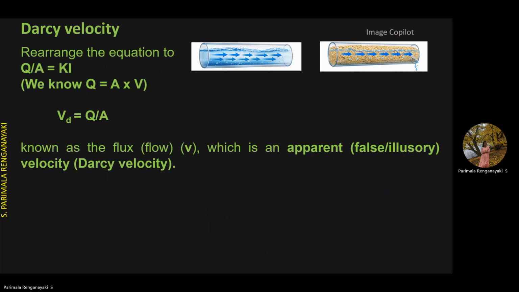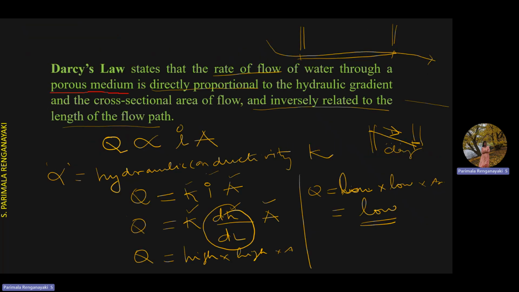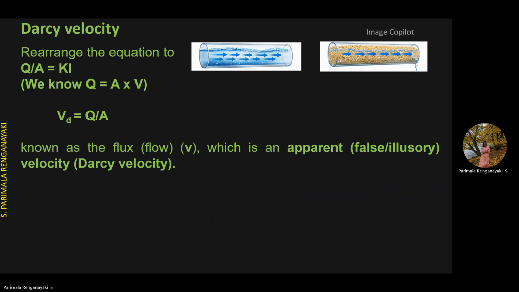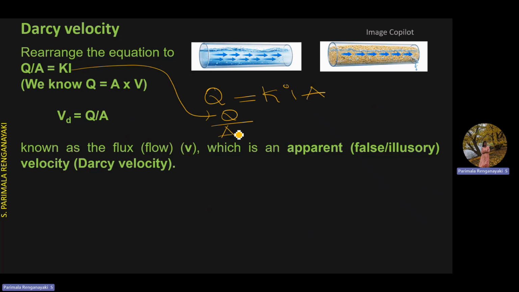Now, the equation we have written here is Q is equal to KIA. If we see here, we are rearranging the equation. Whatever we had, Q is equal to KIA, we rearrange that, written here: Q by A is equal to KI.